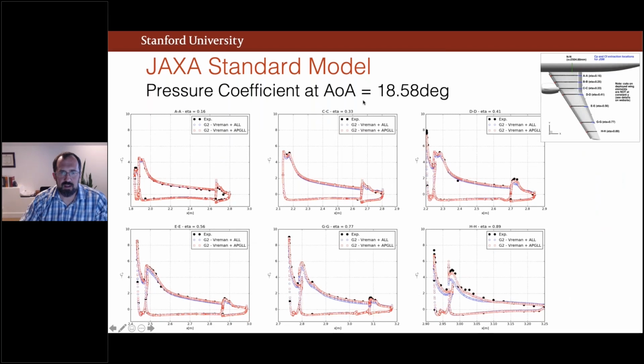We assessed the flow at a few angles of attack. Here is just one of them. And you can see the pressure coefficient plots at various wing stations. In general, the wall model LES is performing quite well here. And particularly if you look at the tipmost station, you can see that with the fine mesh, the Vreman SGS model, and the adverse pressure gradient log law wall model, we're doing a very good job.